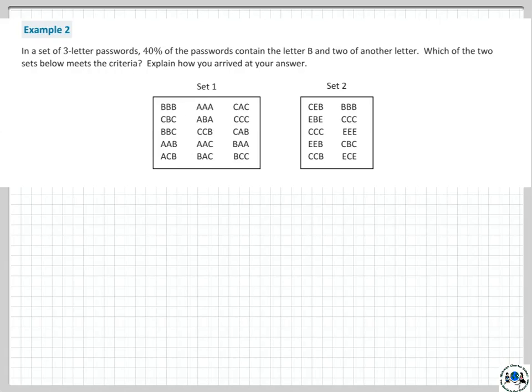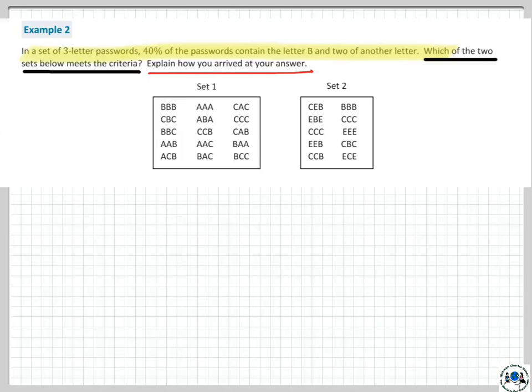Okay, so next here we have a set of 3-letter passwords. In a set of 3-letter passwords, 40% of the passwords contain the letter B and 2 of another letter. A little bit difficult to understand, but let's talk about it further. Which of the 2 sets below meets the criteria? I love this kind of problem. And explain how you arrived at your answer. This is a lot of fun. It's kind of a mystery of sorts.